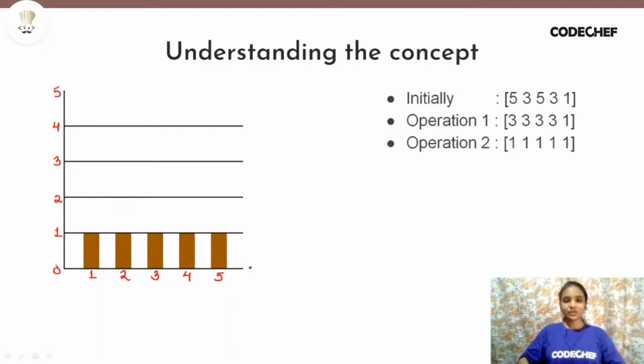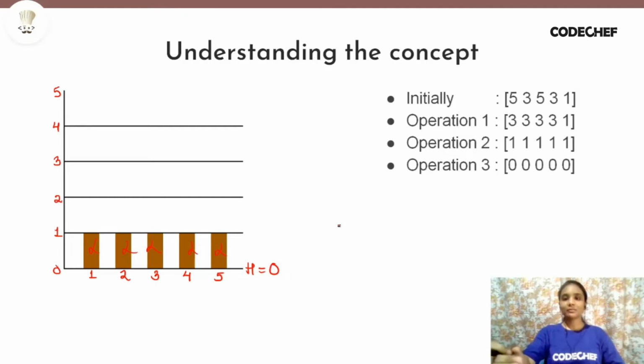Now simply we need to place the cutter at h equals to 0, and all the sticks with 1 unit height will be reduced to 0. And the total number of operations, after operation 3 all the heights have reduced to 0. So the total number of minimum operations we performed are 3.